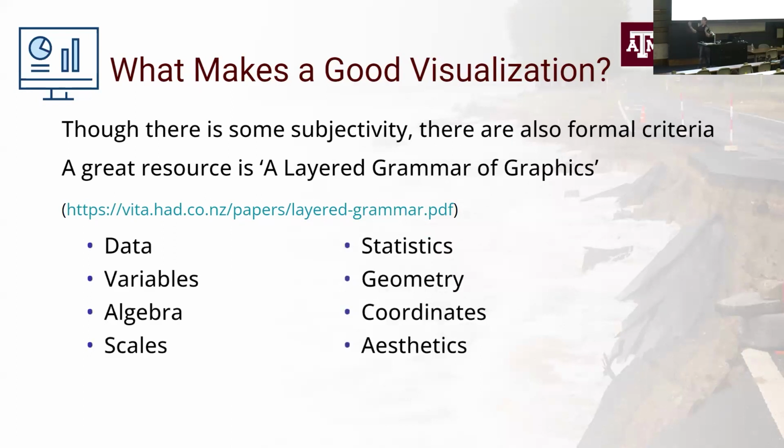So there are some criteria that have been laid out that we can really think about statistically, so that we can statistically think about graphics. We think about data, variables, algebra, scale, statistics, geometry, coordinates, aesthetics. Those are all just words at this point, so I'll instantiate them with an example in a moment. These are the criteria that we want to think about when we're developing graphics. We don't want to just make a plot and hope that the viewer can see what we're trying to say. We want to be as intentional as we can be along each of the different dimensions and aspects.